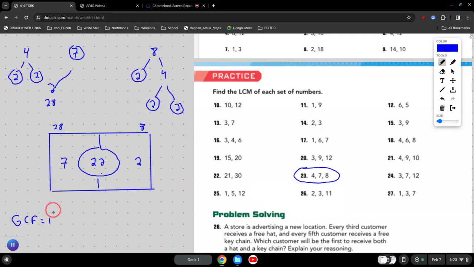And now I can find my LCM. My LCM would be equal to 7 times 2 is 14, times 2 is 28, times 2 is 56. Let's check it, okay? And how you can check this is 4 goes into 56. 1 times 4 is 4. Bring down the 6. 14. Okay? So 4 times 14 is equal to 56.